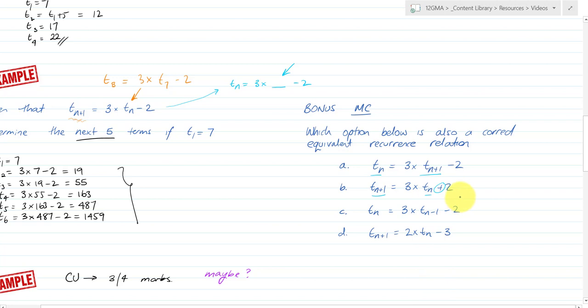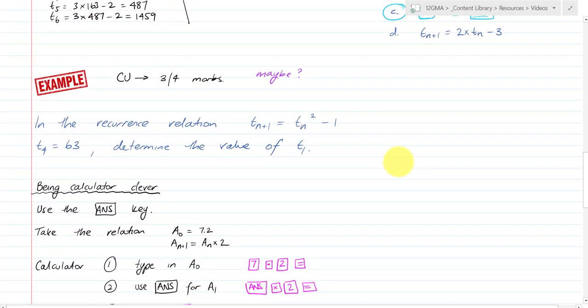We've got a plus here, so that's completely different. Tn and Tn minus 1 with the 3 and the minus 2. So C is the answer here. C is the same. We've still got Tn is the next term, where Tn minus 1 is the previous term. And we've still got times 3 minus 2. So there are some variable notations that you might see, so just be wary of that.